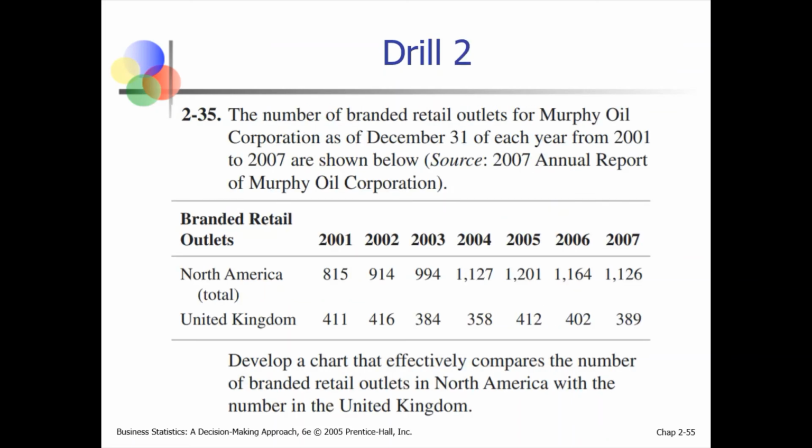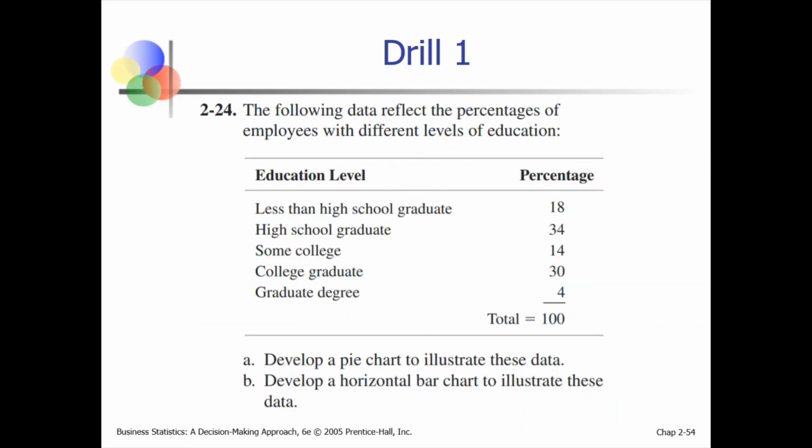Let us read this. The following data reflects the percentage of employees with different levels of education. This is very simple. You just have to draw the pie chart of this graph with this data set and also develop a horizontal bar chart. If you can do that, and I'm pretty sure you can, then try to do that.